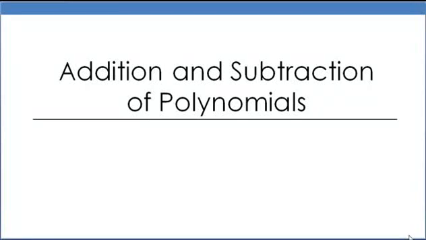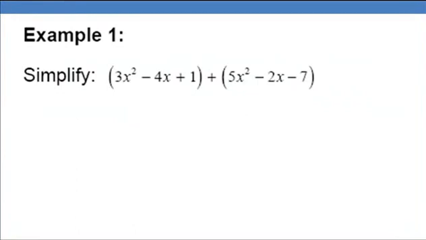Addition and subtraction of polynomials. Example 1. Simplify. So we're going to add these two polynomials together. First, we have to check outside the parentheses to make sure there's no exponent, and there's not. We also check in front to make sure there's nothing to distribute, and there's not.